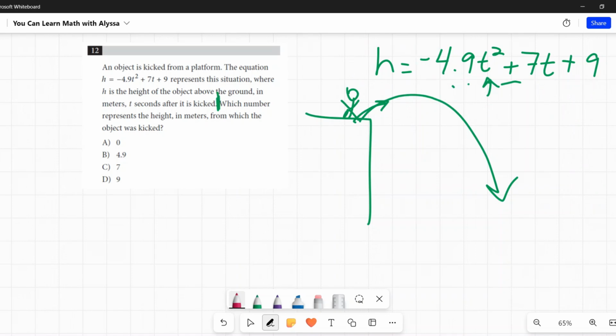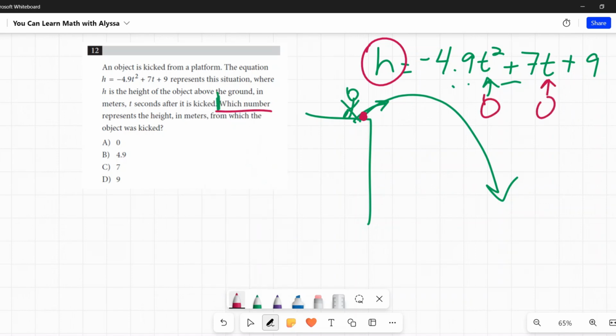What are they asking us? Which number represents the height in meters from which the object was kicked? So here it was sitting before it was kicked. Well, what's my t? If I'm going to solve for the height, I need to know my t. It's before it was kicked. It hasn't traveled at all. 0 seconds have passed. We need to plug in 0 for t.